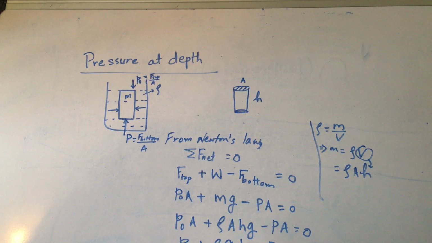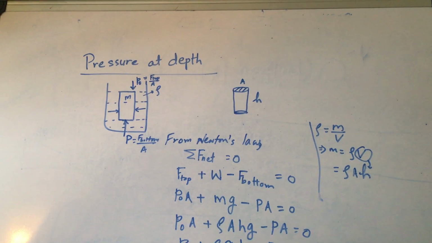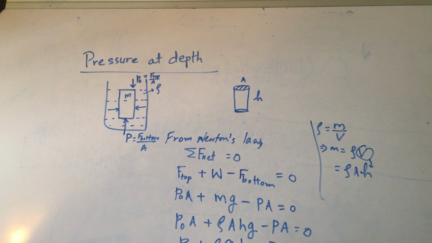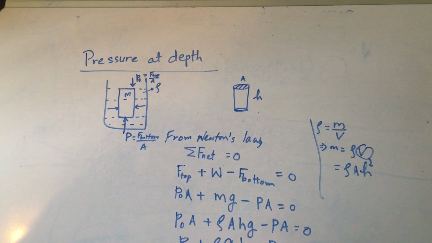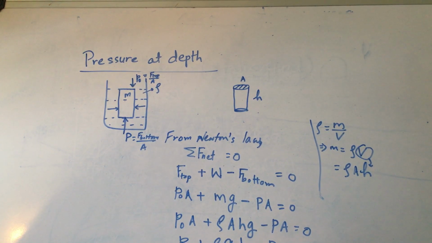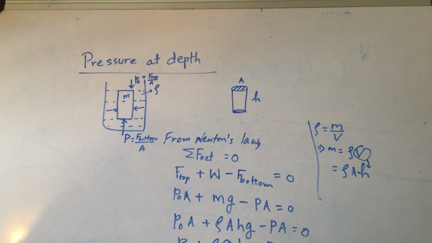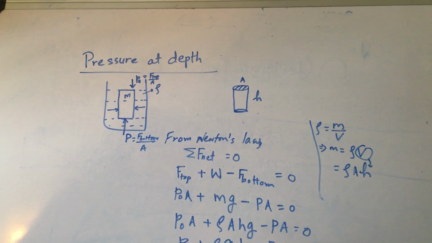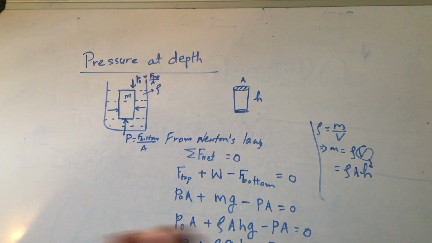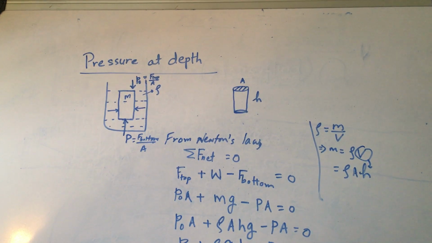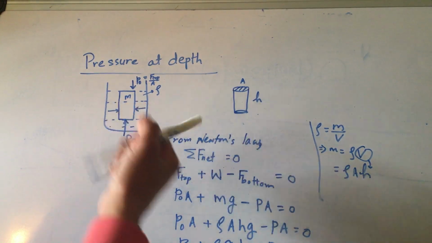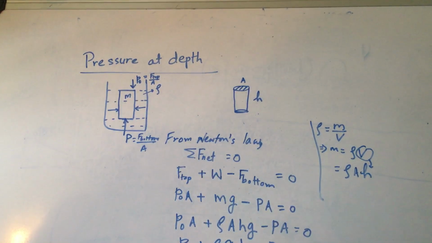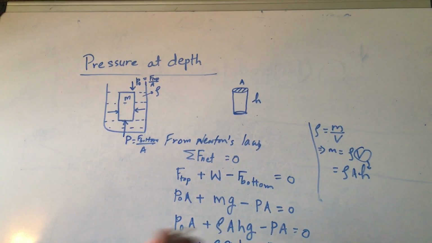Okay guys, so this is the equation for finding the pressure at depth H. This is also called the hydrostatic pressure equation. Hydrostatic means hydro is water, static means at rest. So when we say hydrostatic pressure, it's the pressure at equilibrium. So this is the equation here.